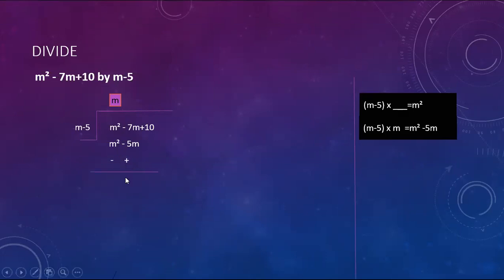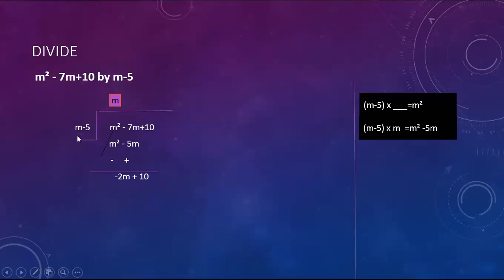So m square minus m square is cancelled. And minus 7 plus 5. Beta, minus 7 plus 5. Here the negative value is greater, so we get the answer: 7 minus 5 is 2, and why do we get the sign of negative? Because the negative value is greater. Don't consider this minus sign with 5. It becomes plus now. We get minus 2m, and plus 10 is copied as it is.